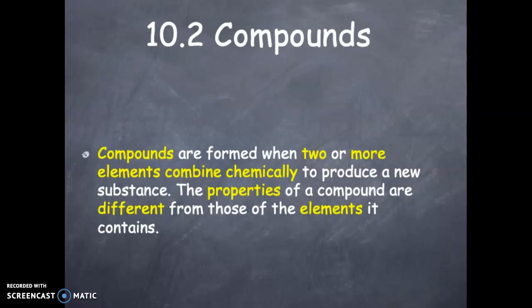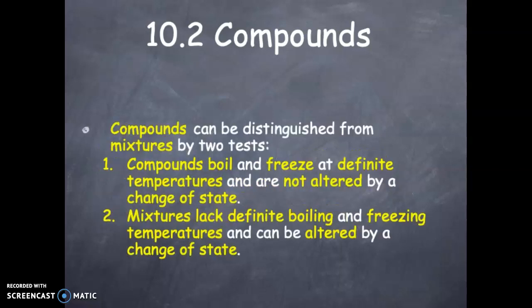Compounds now. Compounds are formed when two or more elements combine chemically to produce a new substance. Properties of a compound are different from those of the elements they contain, though. Compounds can be distinguished from mixtures by two tests. So obviously there are compounds and mixtures. What's the difference between the two? Compounds boil and freeze at definite temperatures and are not altered by change in state. Mixtures lack definite boiling and freezing points.